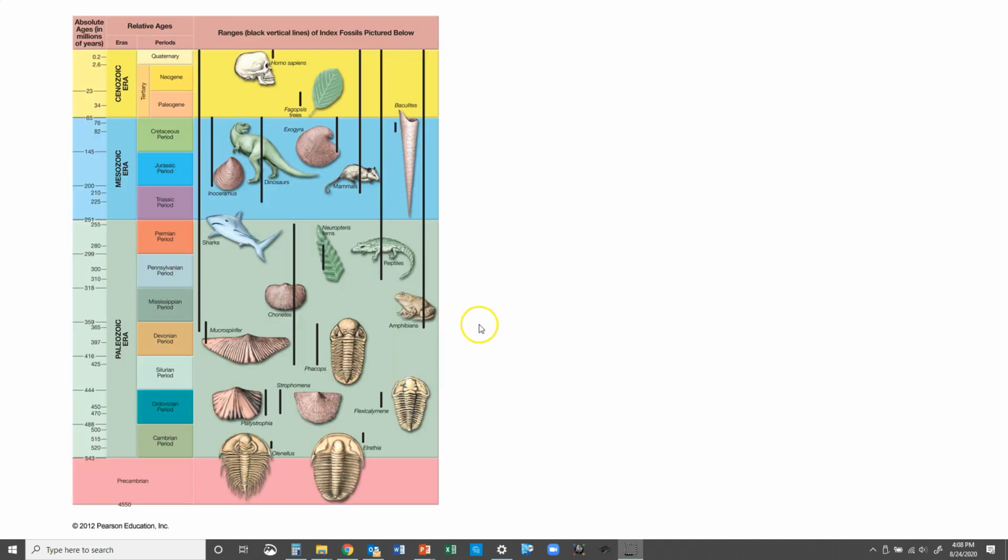So again, we're going to go through an example problem here. You're going to be using this chart right here. Let me see, that is on page 217 in your lab manual. And this is what you're going to use for your fossil exercises.